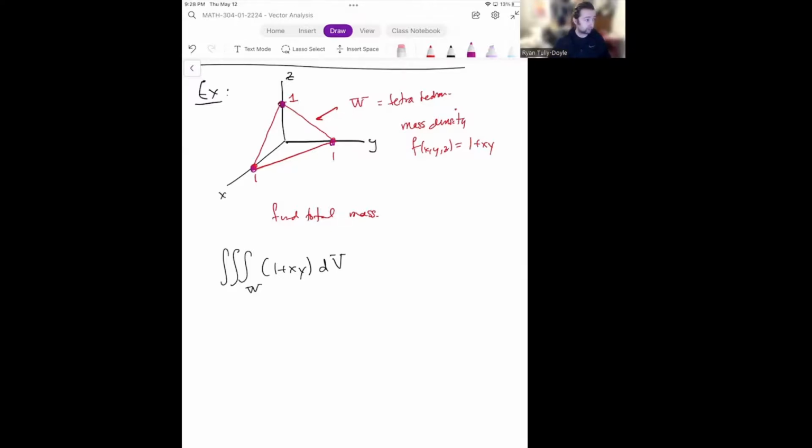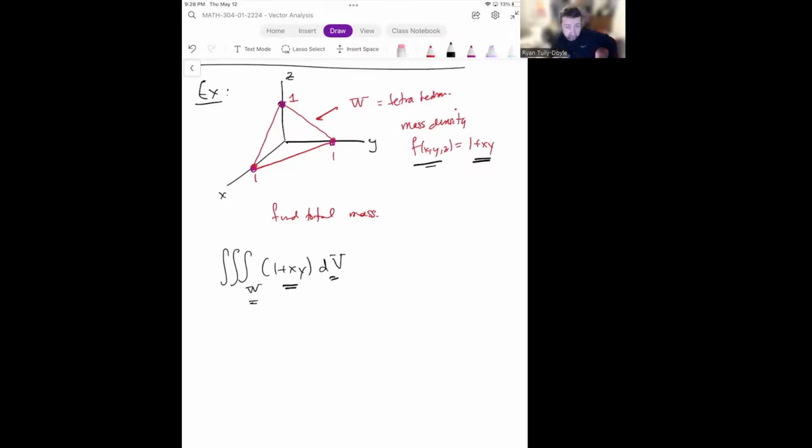And then we're going to assume that's the volume, the region that we're interested in integrating over. But this time, let's actually give it a density function. Let's imagine that the density of material in this region varies according to this function: f equals 1 plus xy. And we're going to try to find the total mass contained in the region. That means we're going to be integrating the density function over the region, dV.